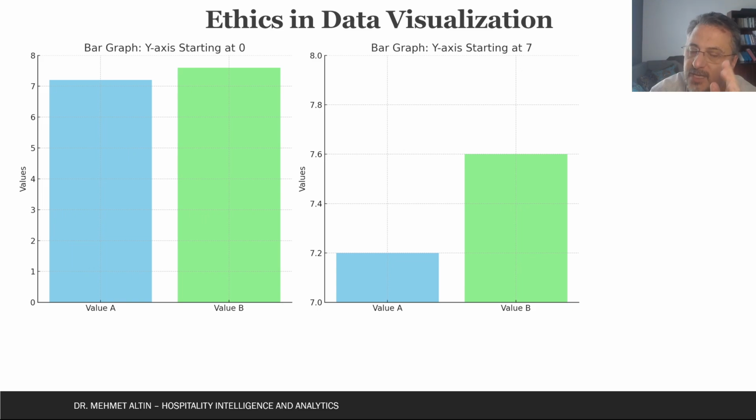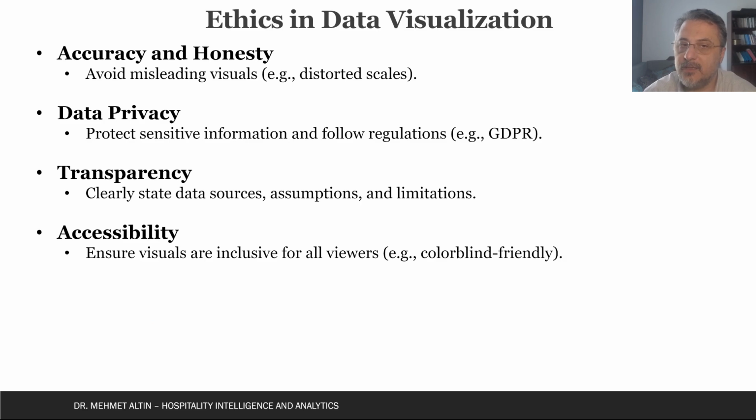But there is nothing wrong with using the second graph, as long as you are honest about it. Say, this is the first graph, but let's go into detail. You're zooming in on the graph, then you can see the difference. So this is why it's very important. If you don't mislead, and if you always talk honestly, you are not going to have problems. That is very important.